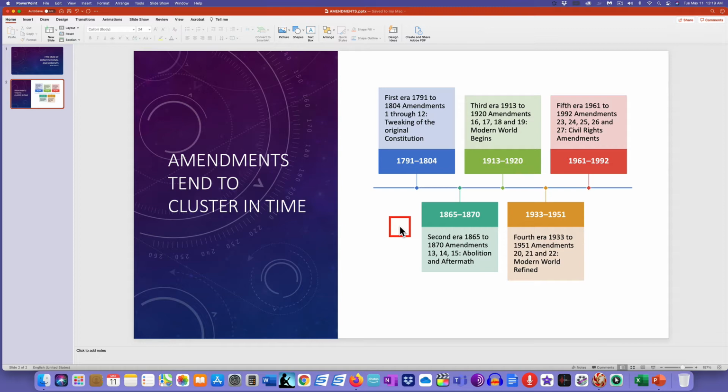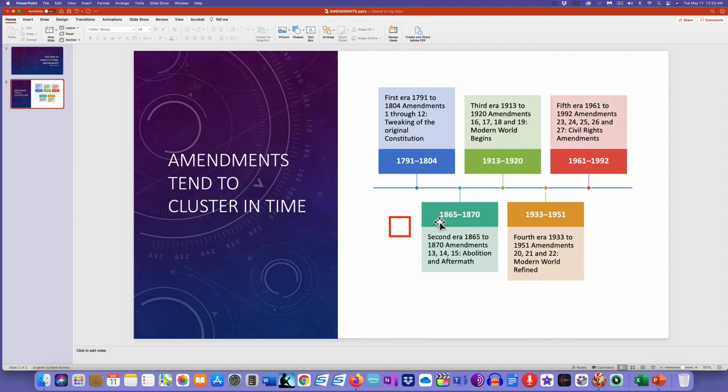The 15th Amendment actually stipulated that you cannot deny the right to vote based on race, color, or previous condition of servitude, that a state may not deny the right to vote based on these things. So we clearly see that this is a reaction.